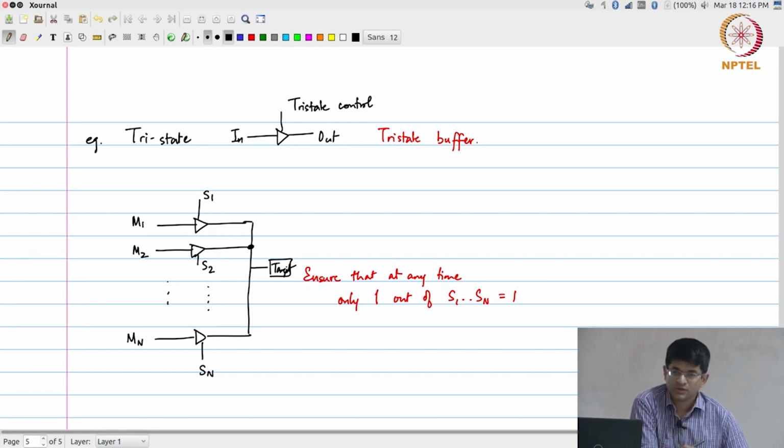Right. So, as long as I ensure that either all the S1 to Sn are off, that is also okay, at least electrically it is not a problem, right, or at most exactly one of them from S1 to Sn is equal to 1, that particular signal, the output of that particular module, M1, M2 and so on, will come through to the output and will be seen by the target.